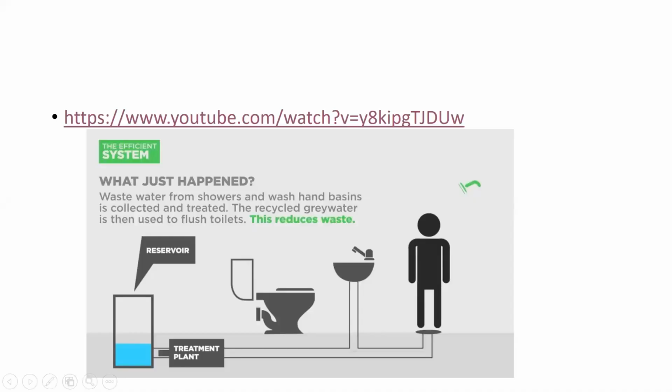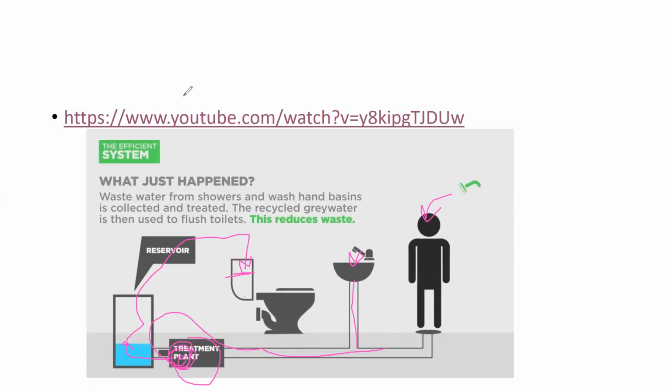So again, the water that you use during a shower or while you're washing your hands will be collected and delivered to the treatment plant. It's a place where they clean the water up. This water will be collected here, and when you want to use the toilet and flush it, it will be collected in this tank. That is an example of recycling.